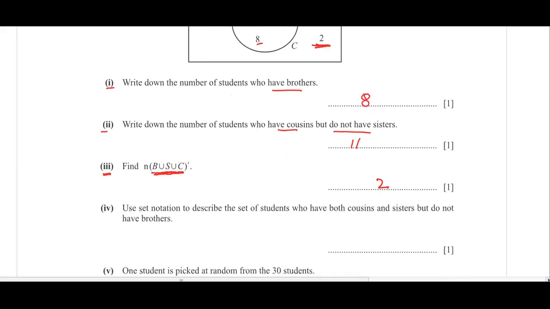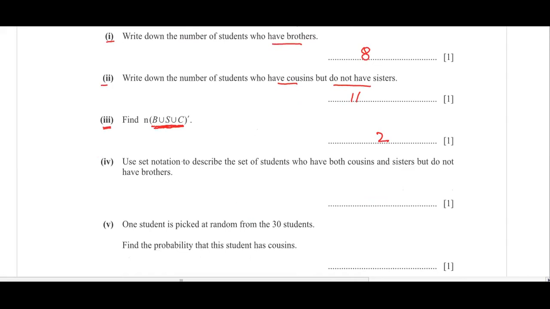Yes. Then next is: use set notation to describe the set of students who have both cousins and sisters but don't have brothers. Now, here we have to differentiate a set. The wording is: who have both cousins and sisters, but not brothers. So what can it be? It can be cousins and sisters, but it's given that not brothers.